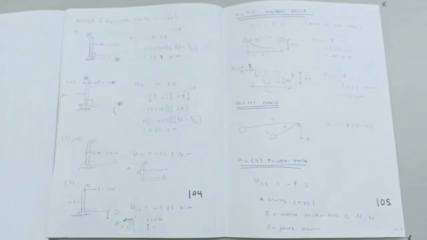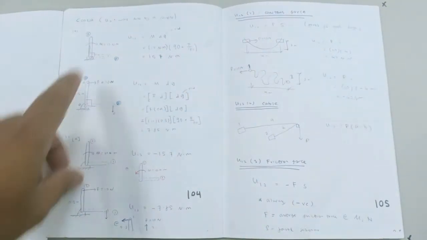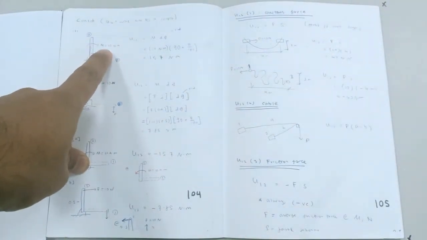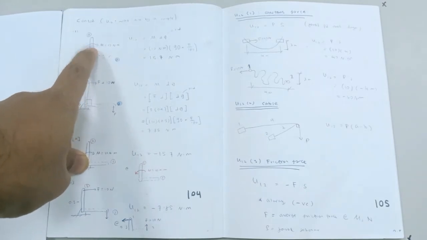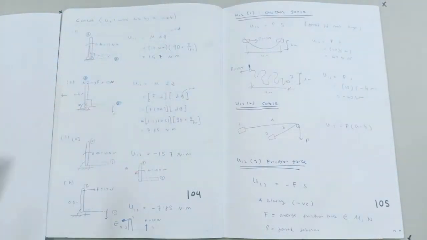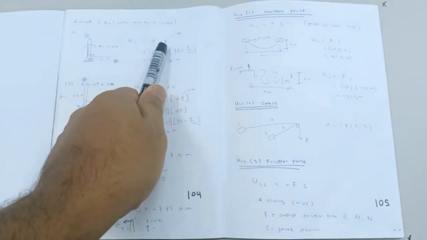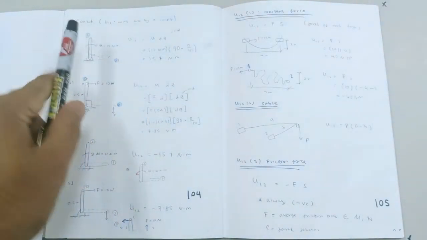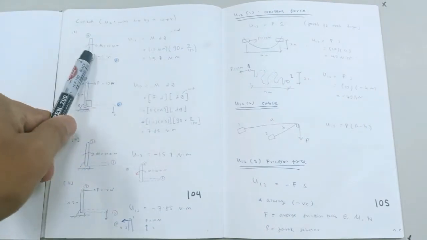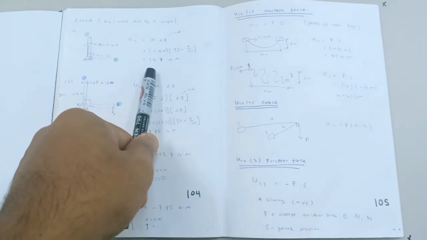U12 from the couple is different from U12 from a constant force. It can be given as a couple itself, for example M equal to 10 newton meter, so you can directly say that it is a moment. Then U12 equal to M times d theta. In this case M is 10, and you have to know what angle is involved. From position 1 to position 2, the angle is 90 degrees. So you put 90 degrees, convert into radian, and you get the answer.